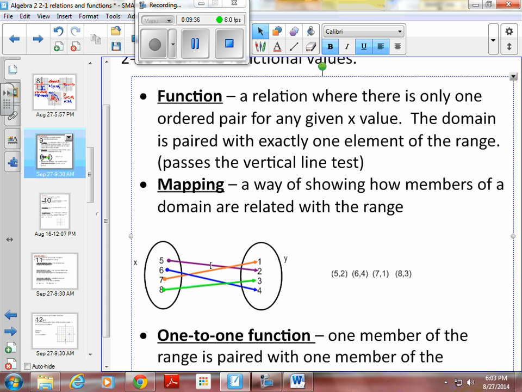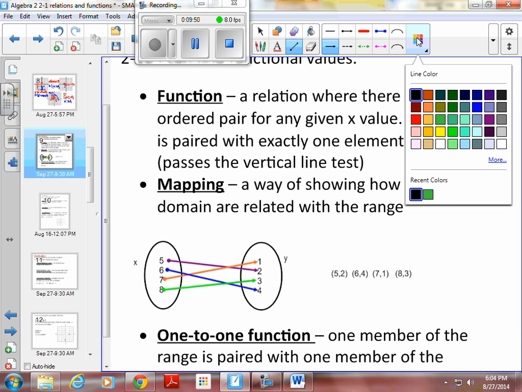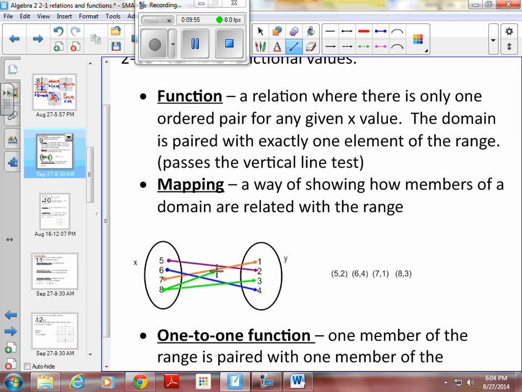So 5 only goes to one number, 6 only goes to one number, 7 only goes to one number, and 8 only goes to one number. Therefore, this is a function. If I had a second line coming off from any of these, so let me grab another line, and we'll make it that lime green. So if I had another one coming off from the 8 up to the 1, 8 would be my x and it's going to 2 different values. That would not be a function anymore.